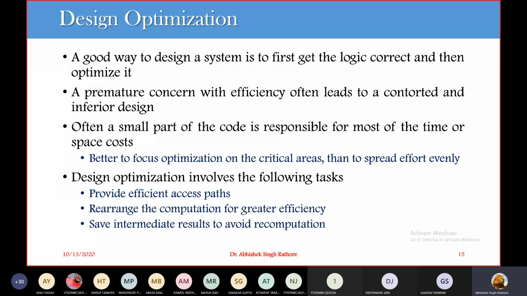So we have three different tasks available for design optimization. First is to provide efficient access paths to our system, then we'll go for rearranging the computation for greater efficiency, and then finally we'll go for saving intermediate results, providing some recomputations and so on. I would like to start with adding redundancy, like providing efficient paths. For providing efficient access paths, I like to go with adding redundant associations for efficient access.